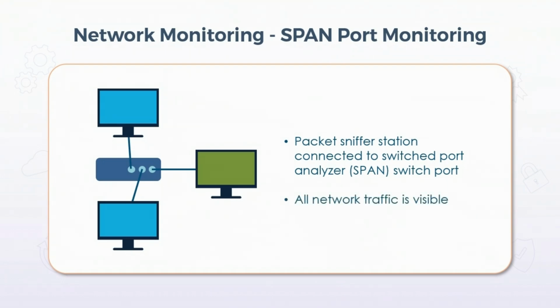Now in order for us to capture all network traffic on that switch including seeing conversations from other devices, we need to configure the switch that our device is plugged into so that all network traffic in the switch is copied to it. Therefore we'd be able to see it with our packet sniffing tool, and this is often referred to as a switched port analyzer or a SPAN switch port configuration.